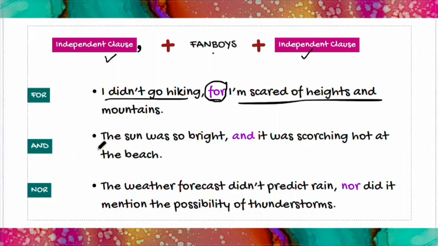Second example is: the sun was so bright, and it was scorching hot at the beach. Now we have two pieces of information, so we are joining them with the conjunction and.